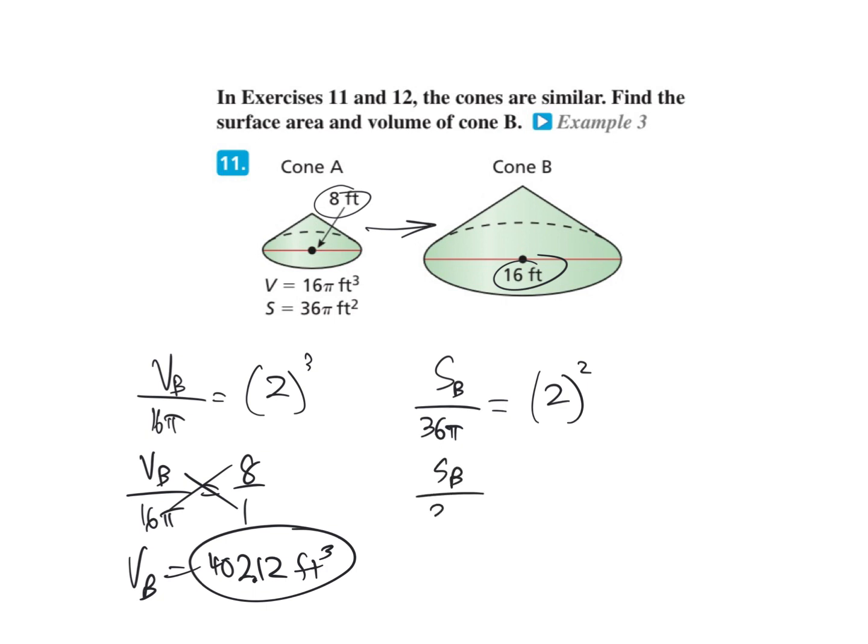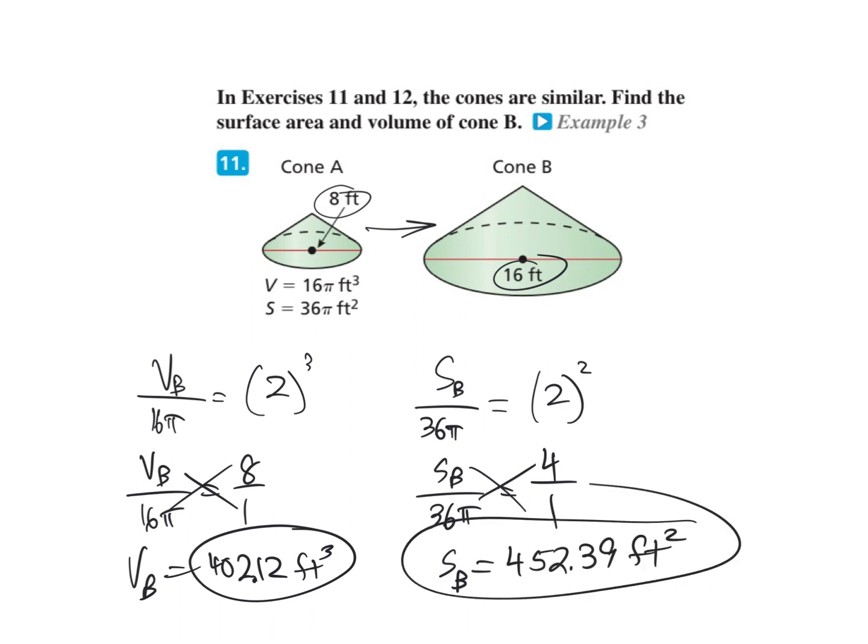So the surface area of B is to 36 pi as 4 is to 1. So the surface area of B is 4 times 36 times pi. So 452.39, and again, this is going to be square feet. Looking at the book, they actually left it in pi form. So really that would have been the answer here. 8 times 16 is 128 pi. So that's the same thing as that decimal. And 4 times 36, that's 144 pi, which is that number there.